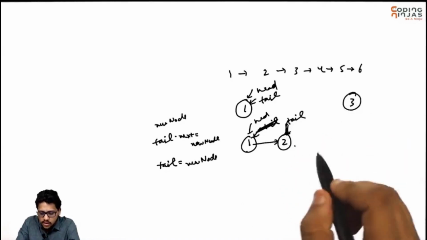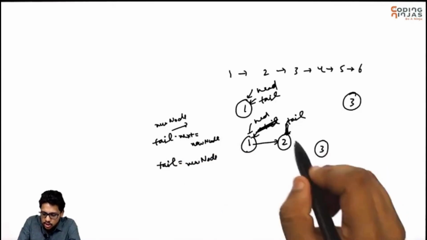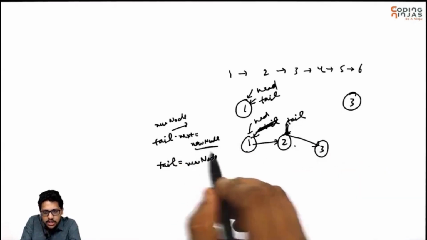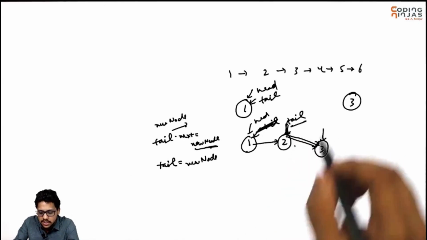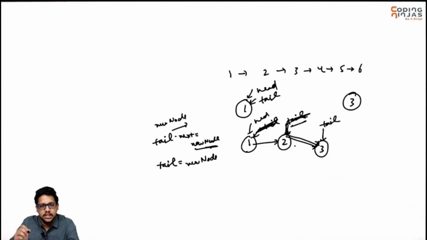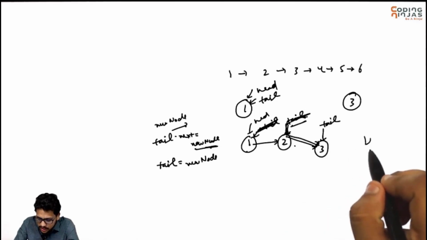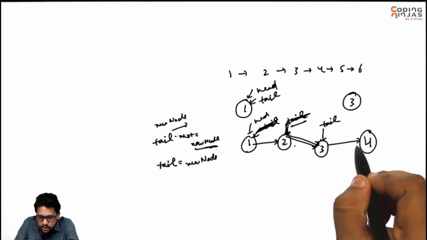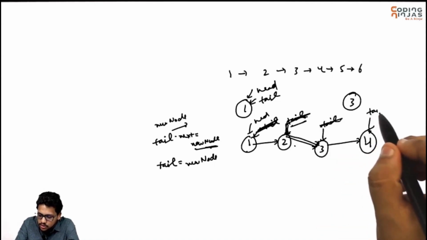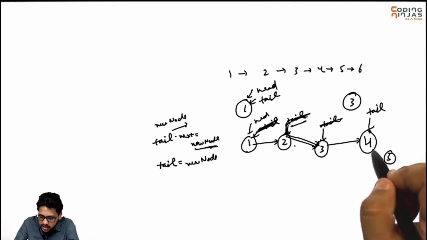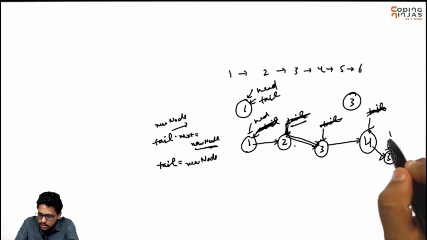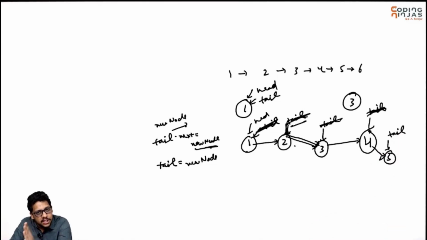Now the third integer has come, so you will create a new node for that. You will do tail dot next equal to new node, because tail was pointing here. Now your last node has become this, so your tail will become this. When a new integer comes, you create a node for that, tail dot next equal to new node and tail equal to new node. So at each iteration you maintain the reference to the last node, and that you have maintained through the tail.